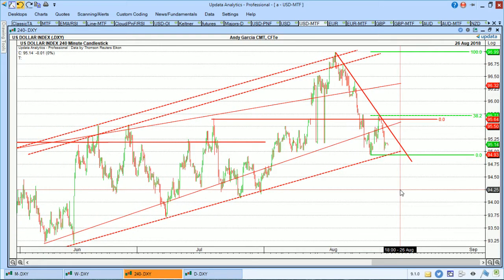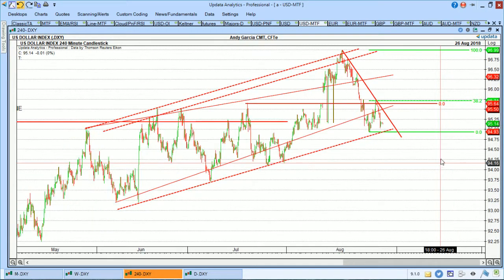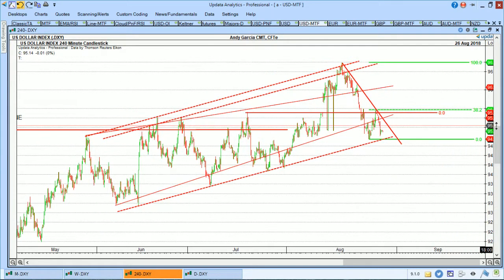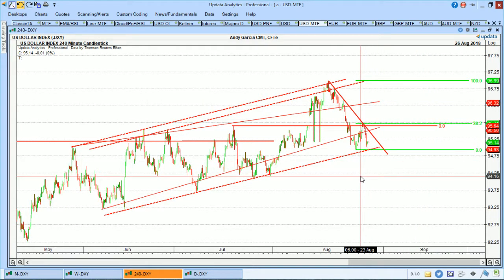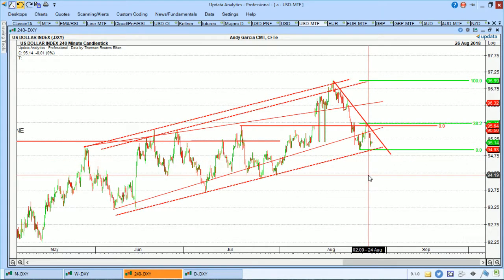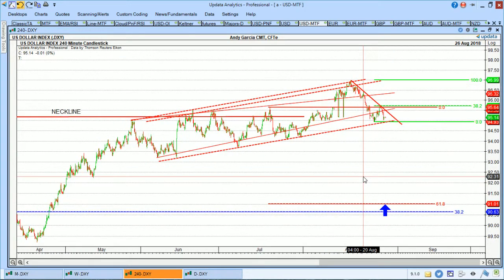Remember, this is the dollar index futures. This is not the dollar index that you might trade or that you might see in your MT4. This is completely different. So keep in mind here that the expectation is that if we can continue to stay below this 382 and maintain this downtrend line, then I'm looking for this market to continue to move lower, with the expectation of pushing down into the low 90s.